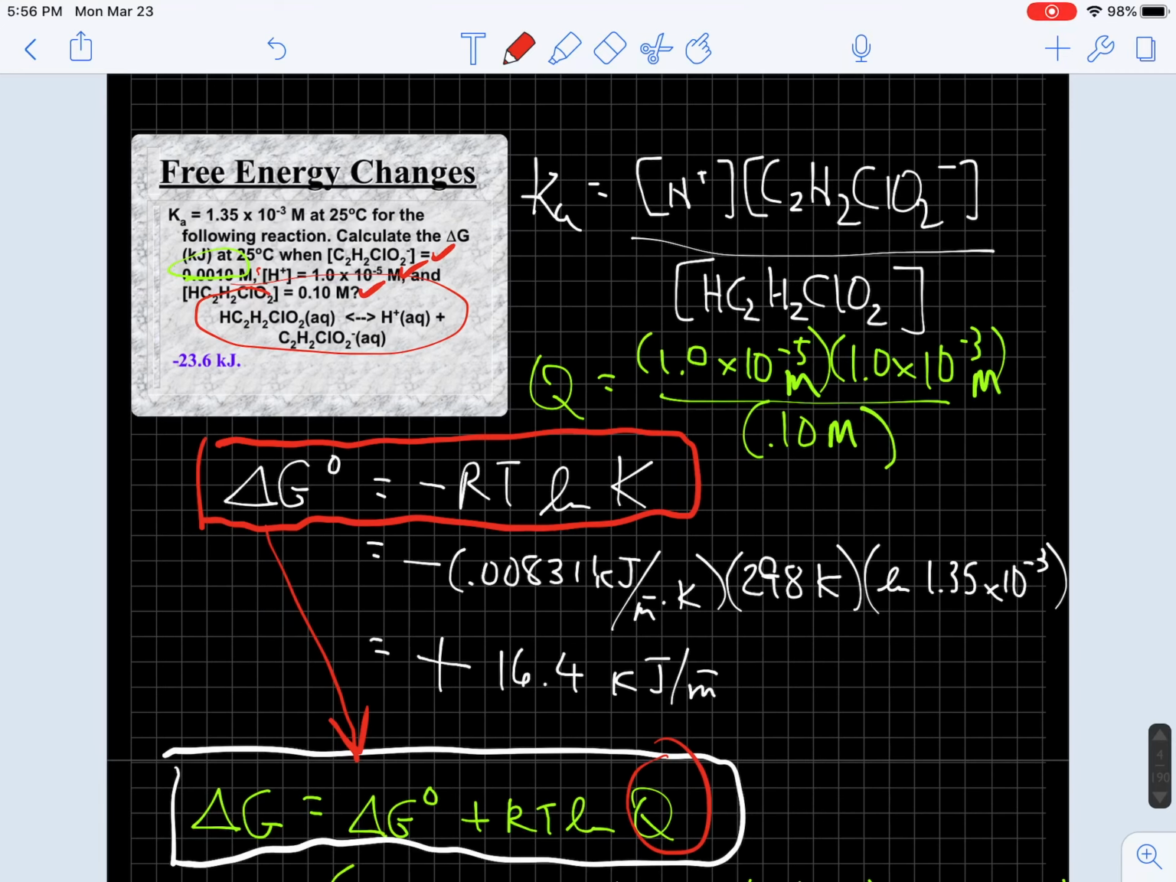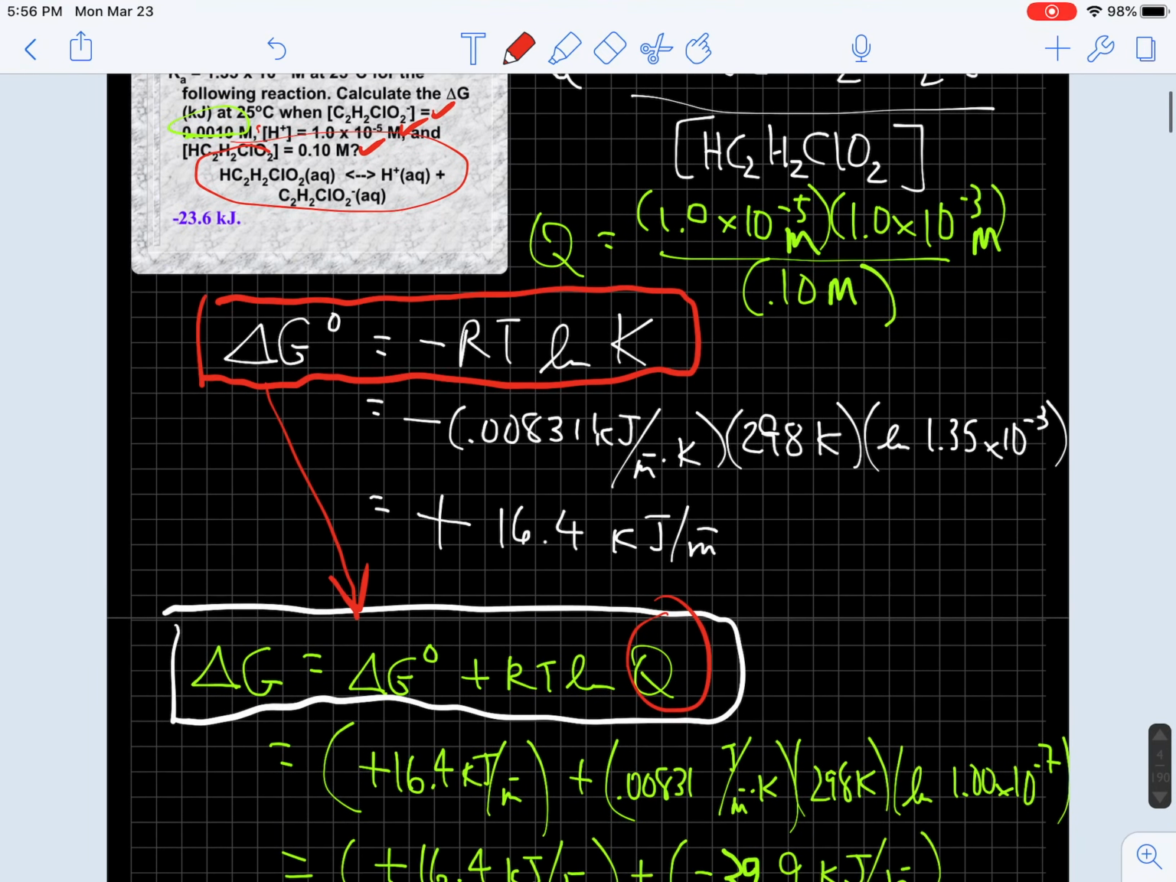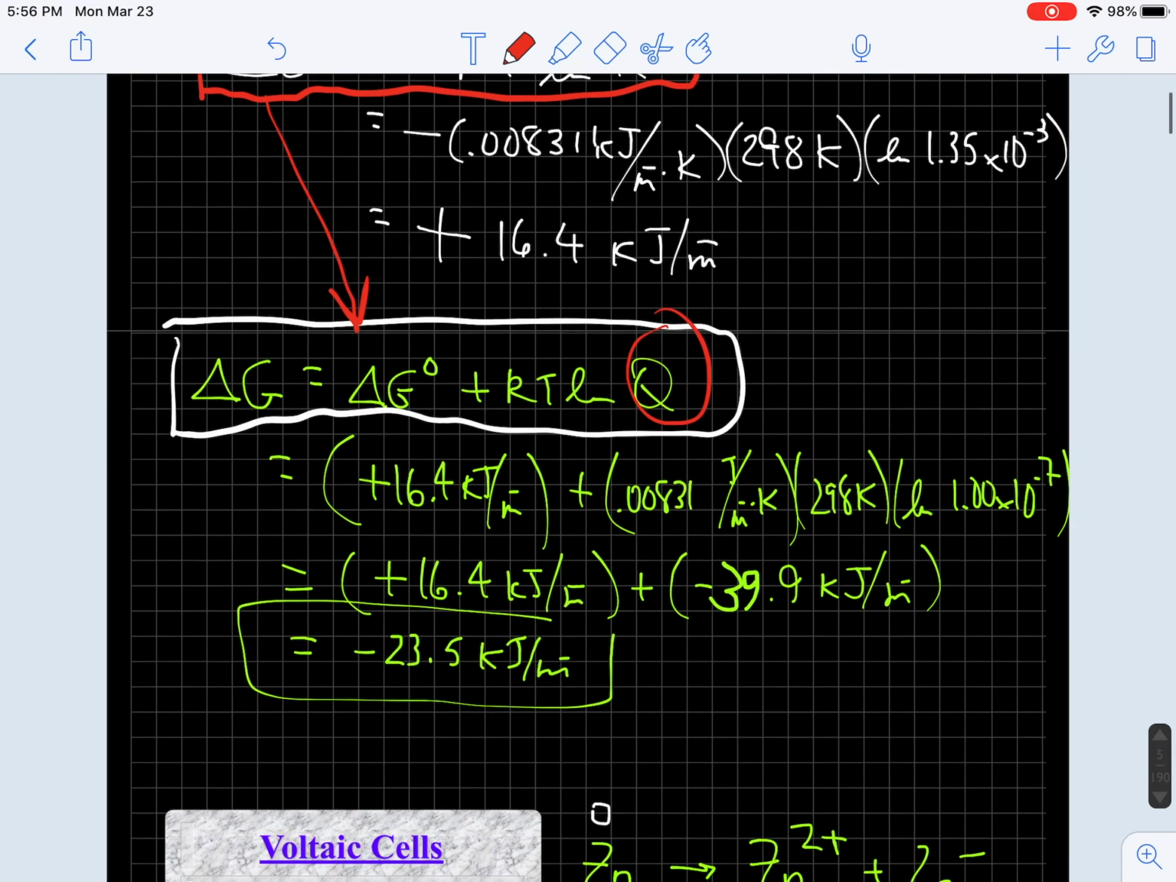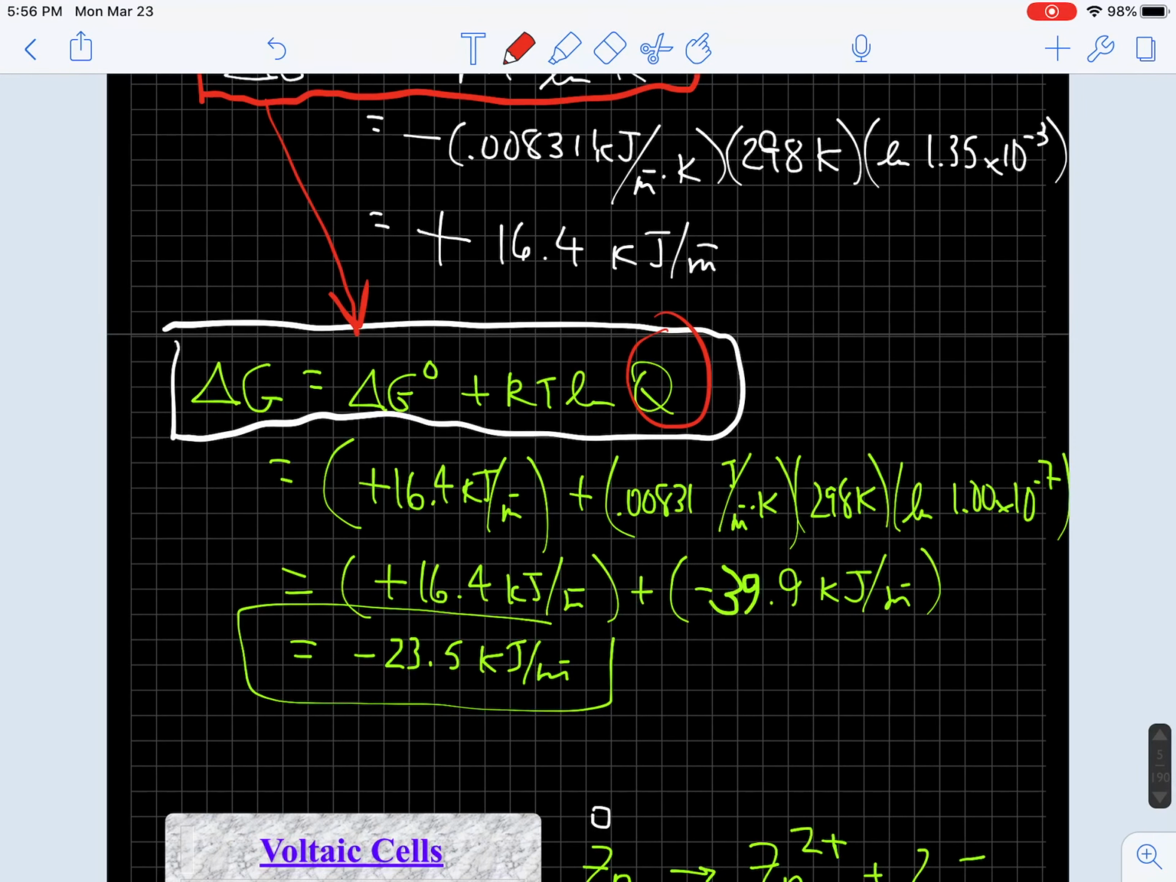Okay, great. But we don't have those conditions. We're not at equilibrium. We have concentrations which are not indicative of the values for Ka. So now we can substitute delta G naught plus RT natural log of Q. So I substituted in those values. Again, Q is going to be acid times conjugate base over original acid.